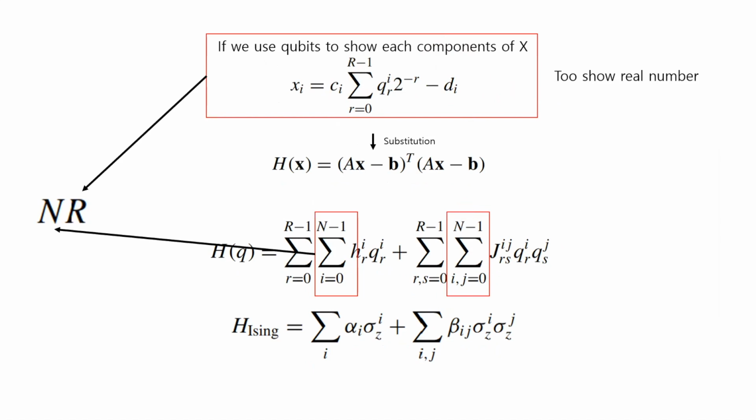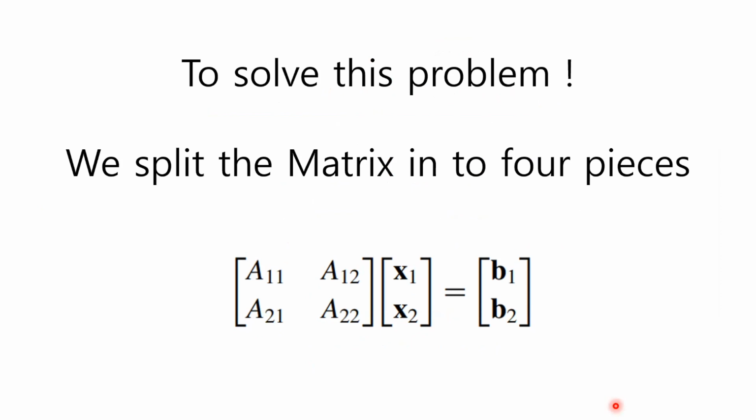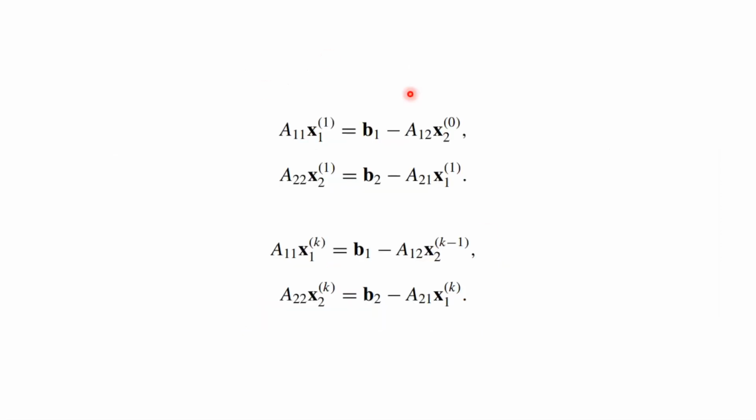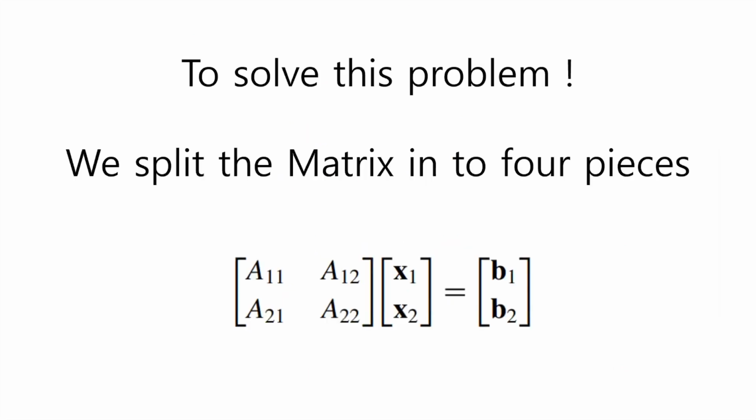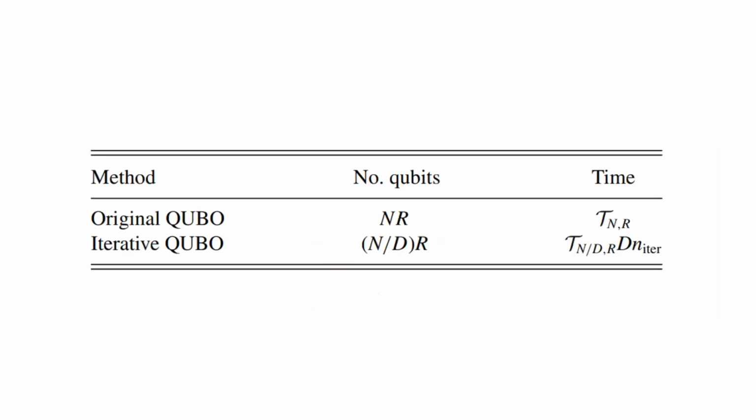To solve this problem, we simply split the matrix into 4 pieces, which can reduce the number of qubits required. By using such iteration steps and dividing the matrices into 2, it can reduce the number of qubits required. To compare, it is on the table: the original algorithm requires nr qubits, but if we make an iterative algorithm that splits the matrix into 2, where D stands for the number of divisions of the matrix, we can decrease the number of qubits required. And this is how the linear systems are solved in this paper.